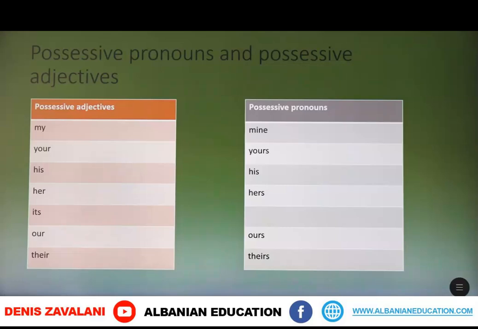We'll continue with possessive pronouns and possessive adjectives. You can see on the screen the pronouns. First, let's talk about possessive adjectives. Possessive adjectives are my, your, his, her, its, our, their. And possessive pronouns are mine, yours, his, hers, ours, and theirs.